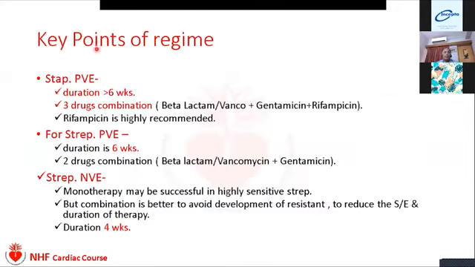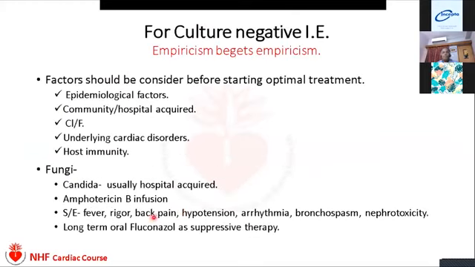What are the key points in this regimen? Staphylococcus prosthetic valve endocarditis needs more than 6 weeks duration of therapy and a 3 drug combination. Streptococcus prosthetic valve endocarditis, 6 weeks of therapy. And Streptococcus native valve endocarditis, 4 weeks of therapy. For culture negative endocarditis, the factors that should be considered before starting treatment are epidemiological factors, whether community or hospital acquired, clinical features, the underlying cardiac disorder, and host immunity.